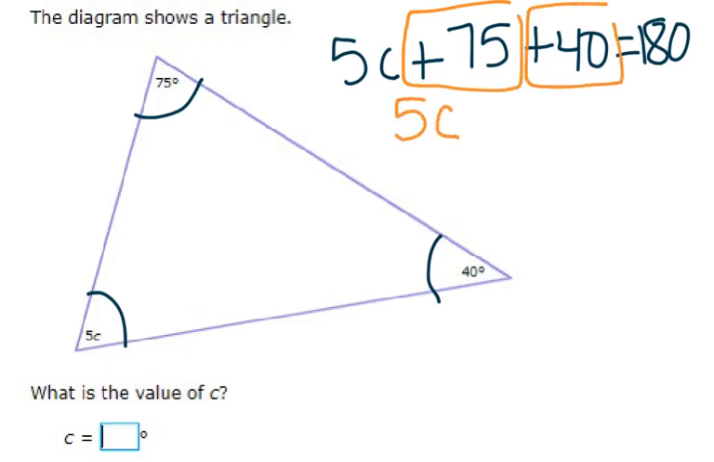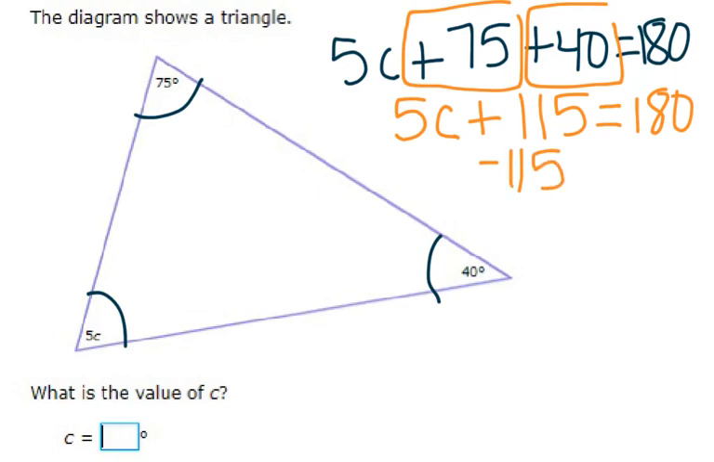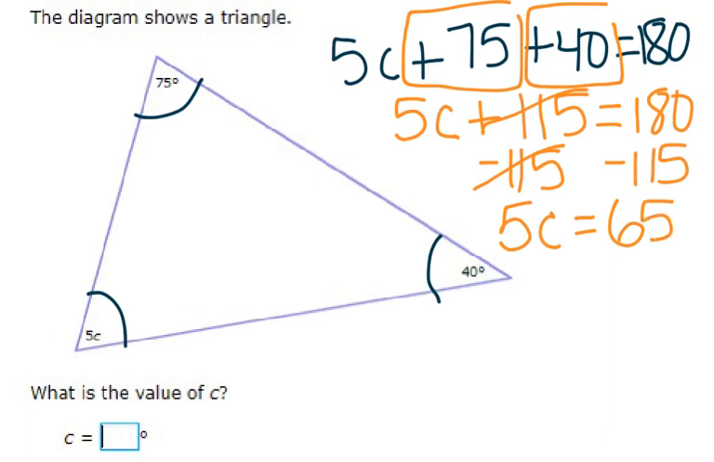So we have 5c plus 115 is equal to 180. Subtract 115 from both sides to get that 5c alone. So this is going to cancel. We end up with 5c is equal to 65. And then we divide by 5 to get c by itself. So c is equal to 13.